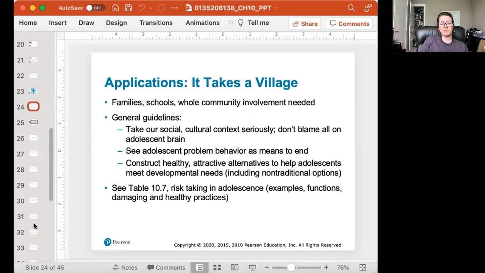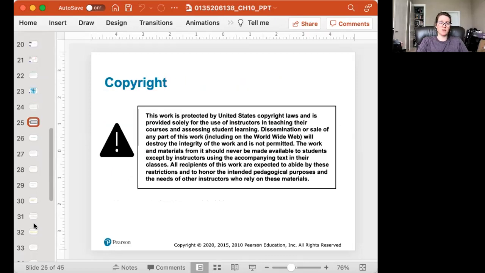See adolescent problem behavior as a means to an end. Help construct healthy, attractive alternatives to help adolescents meet developmental needs, including non-traditional options. And you can look at table 10.7 in your book on risk taking in adolescence. It talks about examples of functions and damaging and healthy practices that can be used. All right, time for some questions.